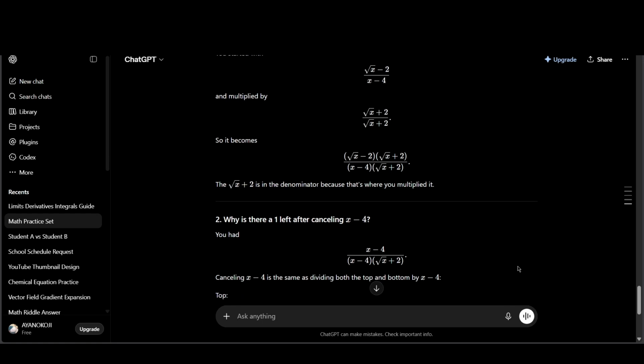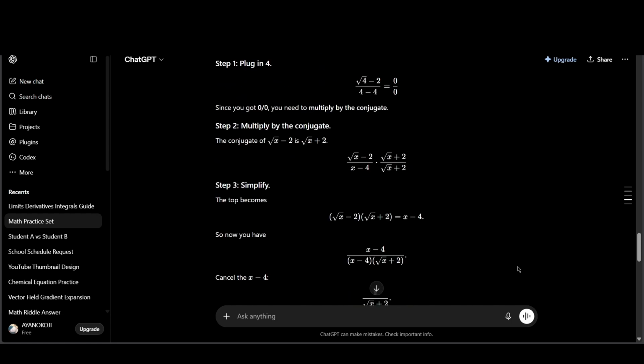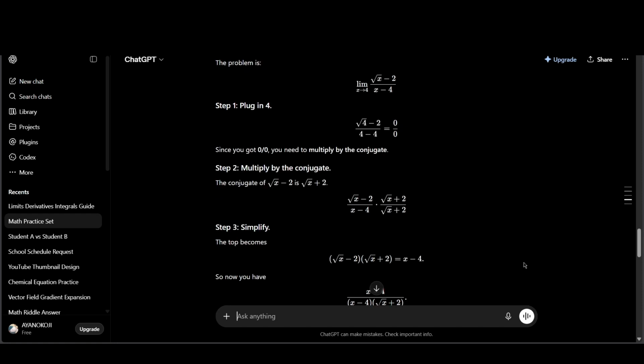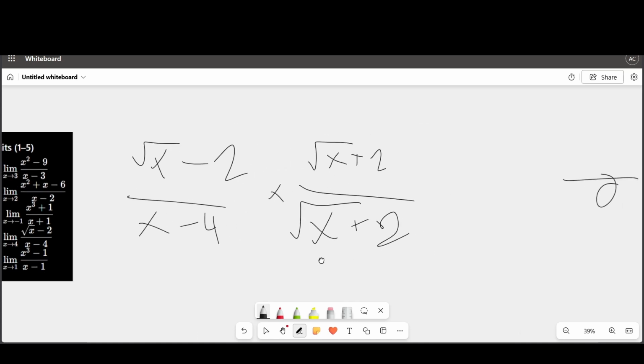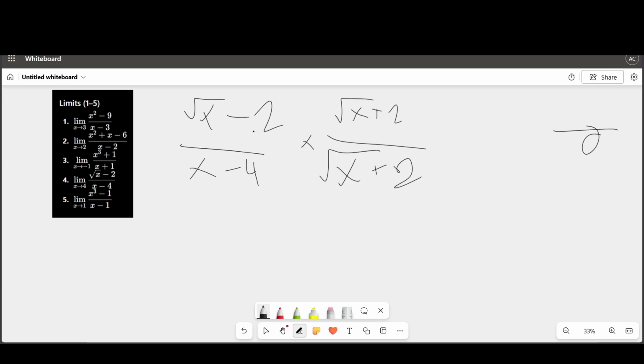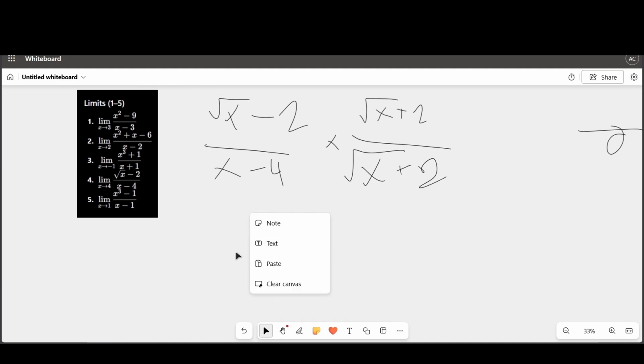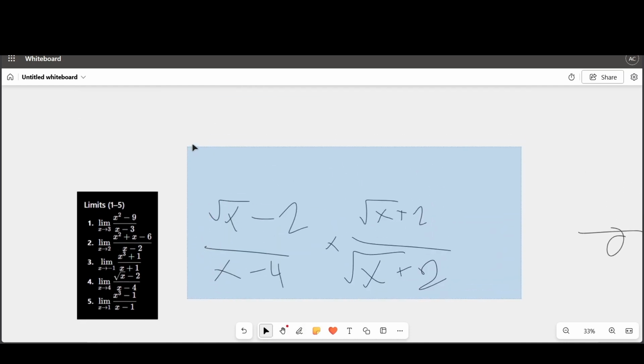Okay. So it's going to be 1. Yes, I understand it now. So we just have to multiply that, okay? So it's going to be like this. Let me just erase this.